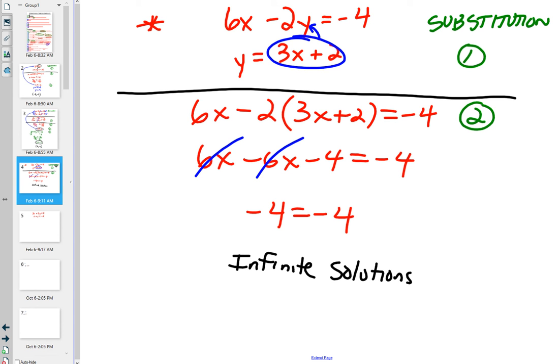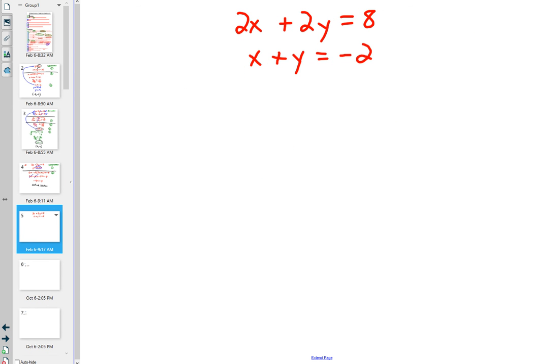Jada liked that one. Any questions there? All right, last one for today. No, but I don't want to go to school. Huh? Okay, elimination sounds good.